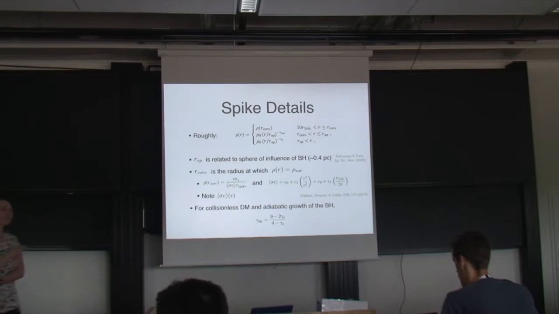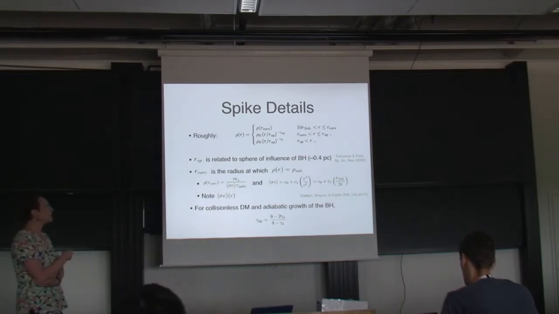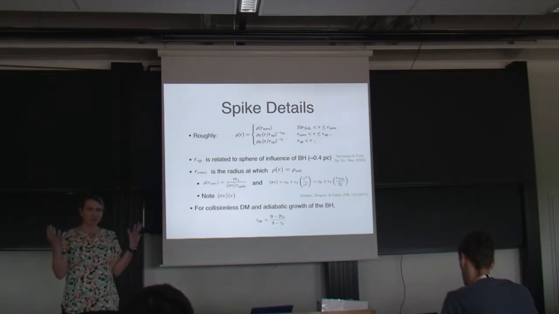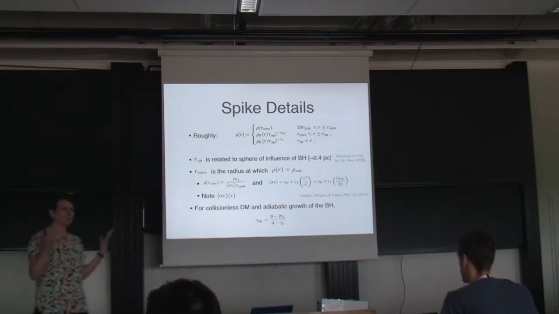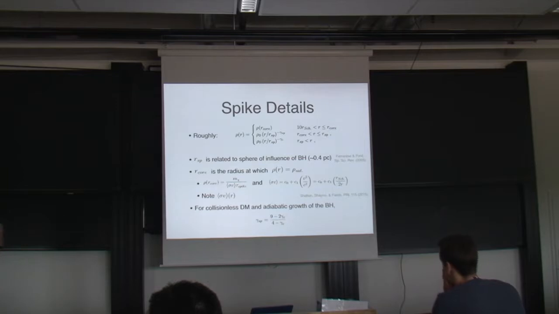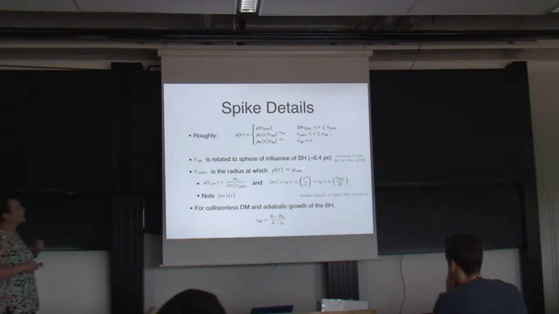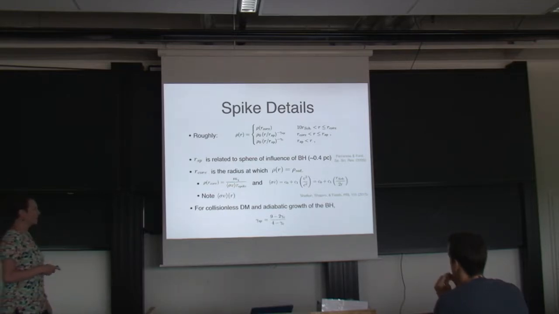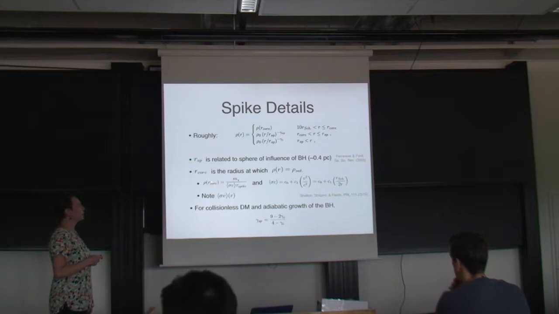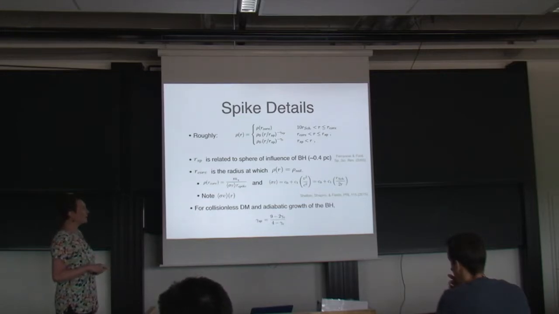The spike radius, to first order, and we'll address this later, but to first order, the spike radius is really just set by the gravitational sphere of influence of the black hole, which my astronomer friends will tell me is about 0.4 parsecs. The core radius is just set by that saturation density. So if we understand the saturation, or at least we can approximate it, then you can figure out what the core radius is and you know what the saturation density is.